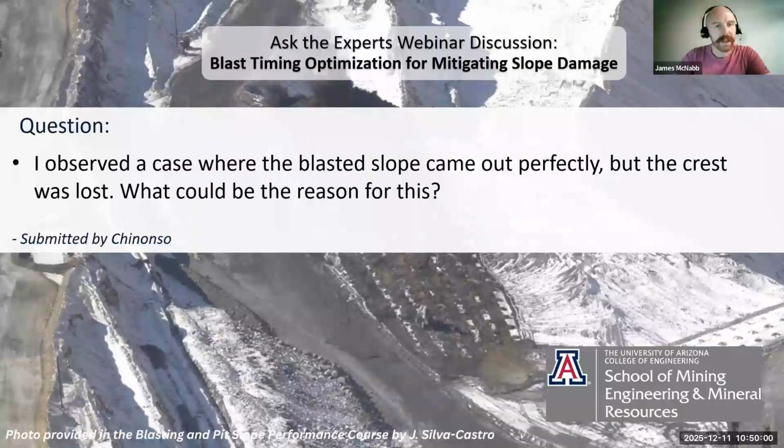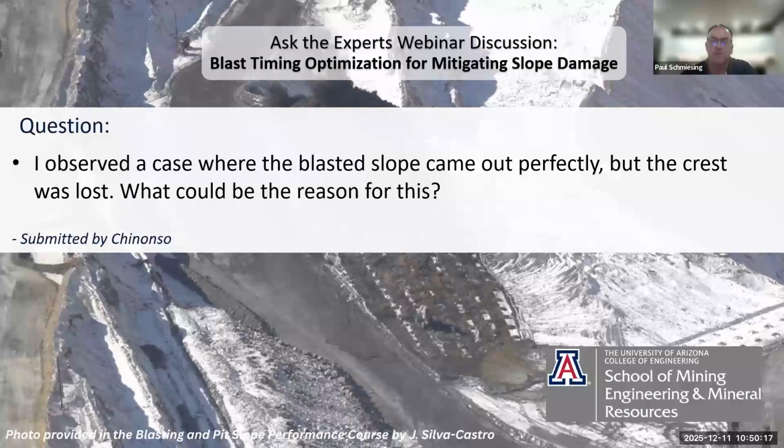I observed a case where the blasted slope came out perfectly, but the crest was lost. What could be the reason for this? And I'm assuming blasted slope, we're referring to bench face angle and the crest of that bench. Probably something that a lot of people have experienced.